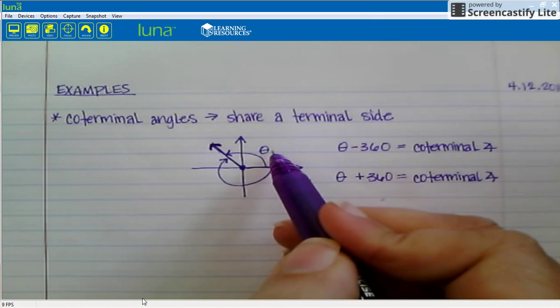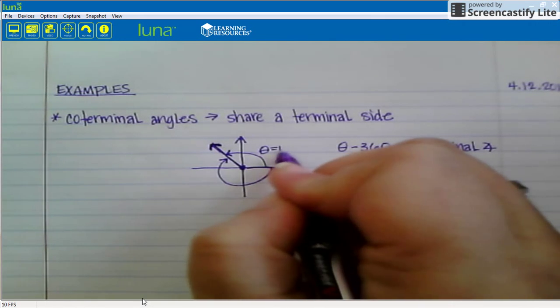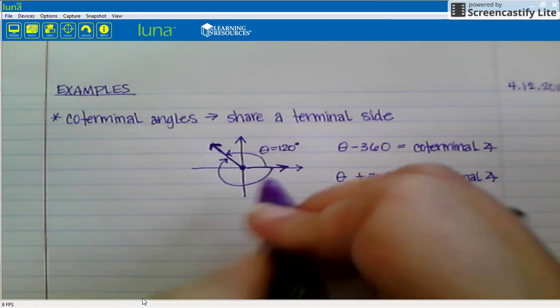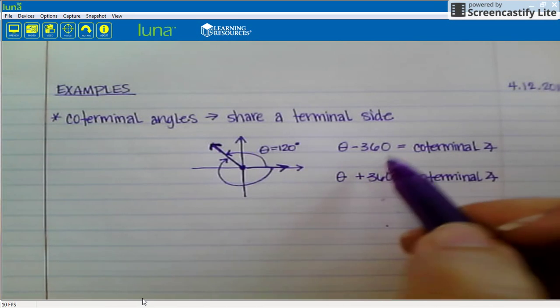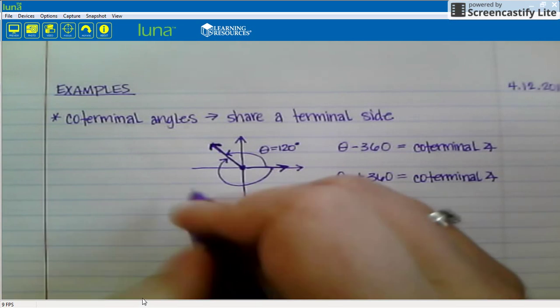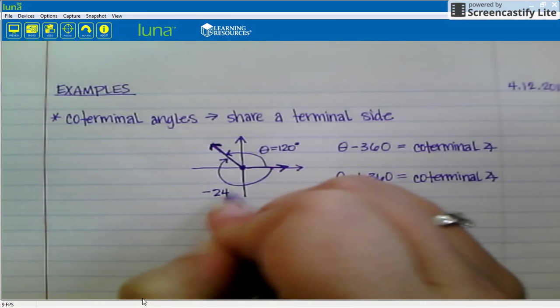So if theta, for example, was 120 degrees, then my coterminal angle is going to be 120 minus 360, which is going to be negative 240 degrees.